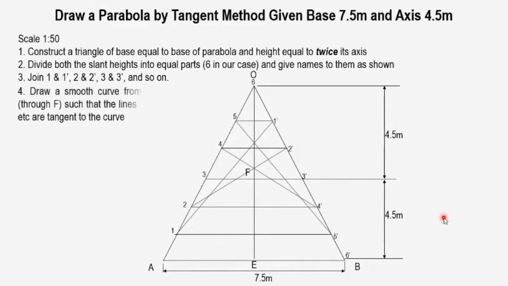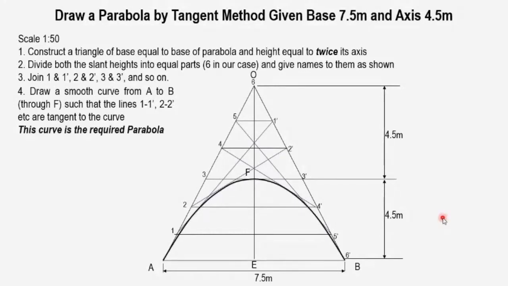And then we have to draw a smooth curve from A to B passing through F such that all these lines 1, 1 dash, 2, 2 dash, and so on are tangent to this curve. Again, this curve has to be a freehand curve. Start from A, passing through F, reach up to P. This is the required parabola.